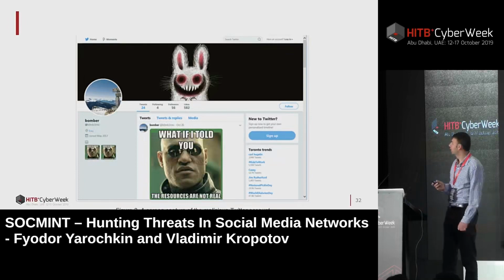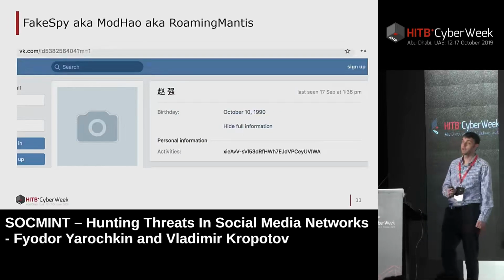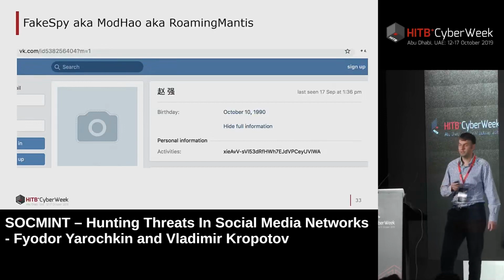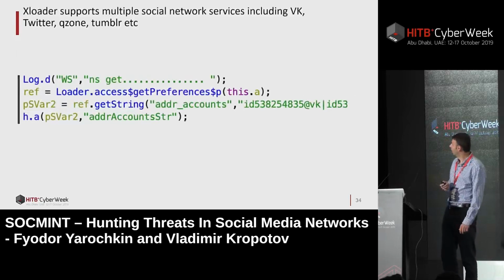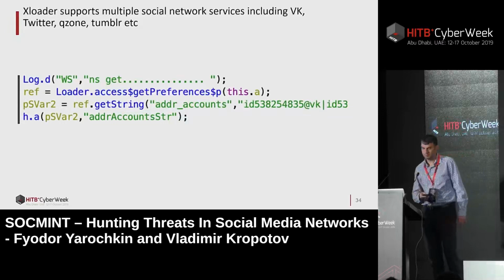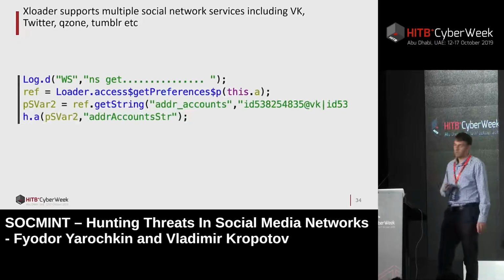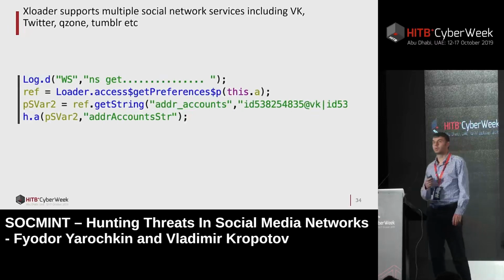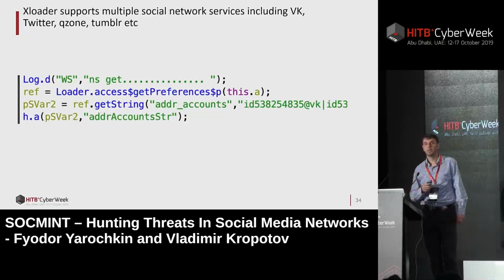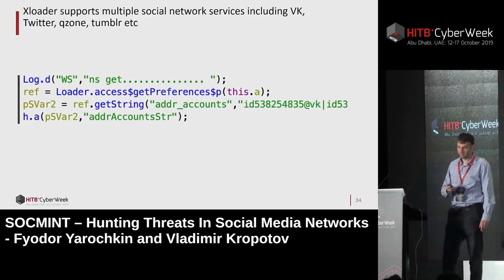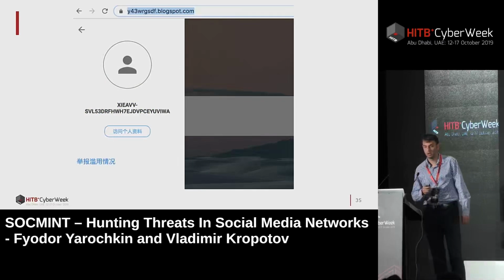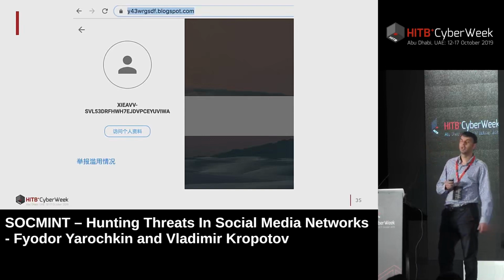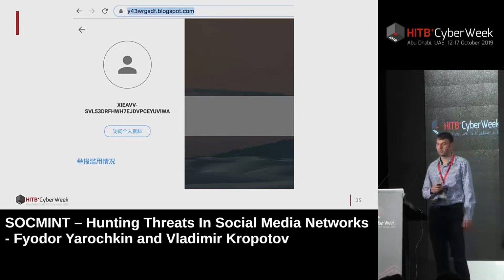And Twitter is not the only network which can be used as an intermediate C2; there are many platforms, including blogs. So this is the Russian social network VK. This is the code for Xloader, which actually uses VK, Twitter, Kuzon, and some other media platforms. This is not a single case, and Twitter is not the only social network used as an intermediate command and control server. So this is an example for blogspot.com.